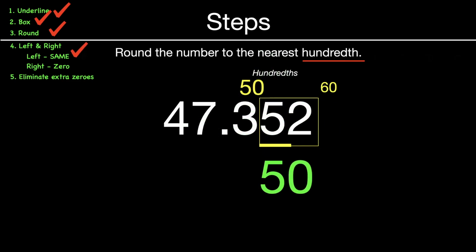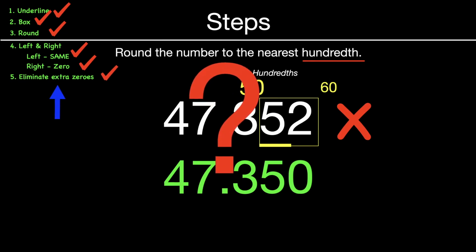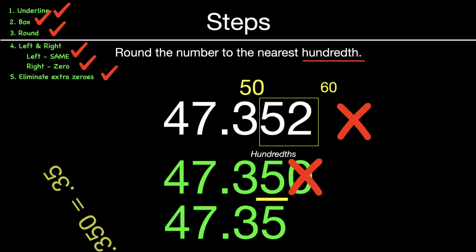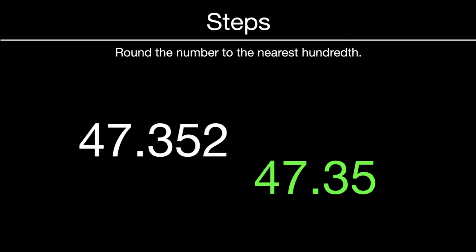Then rules for left and right. The 47 decimal point 3 stays exactly the same. There are no digits to the right for this one, but don't forget to eliminate any extra zeros. In this case, remember, we're going to hundredths, so we're just going to get rid of anything after that. So we're going to get rid of that 0. And remember, the reasoning for that, as we get our answer here of 47 and 35 hundredths, is that the decimal fractions are equivalent, and that's why we're allowed to get rid of the zeros.